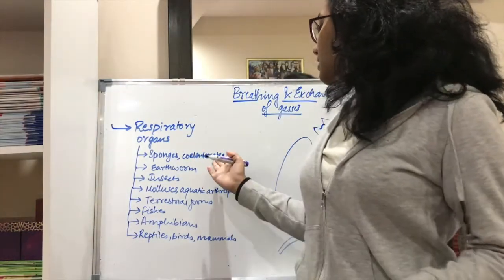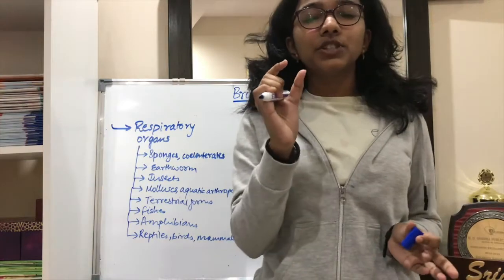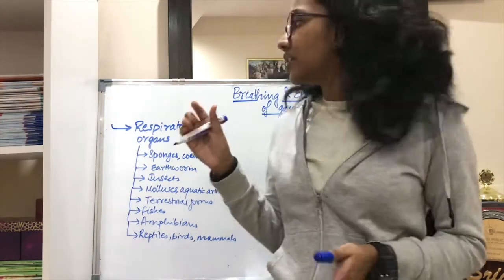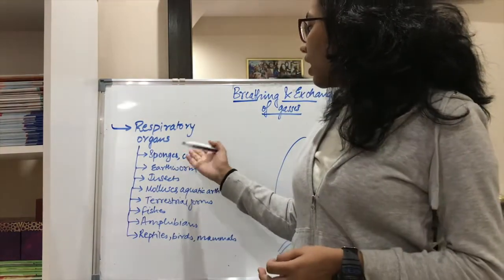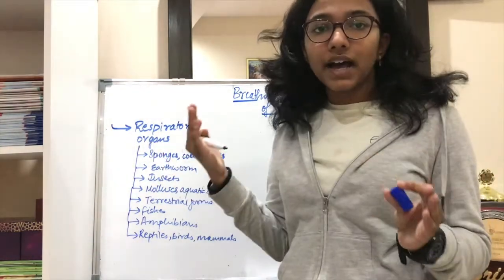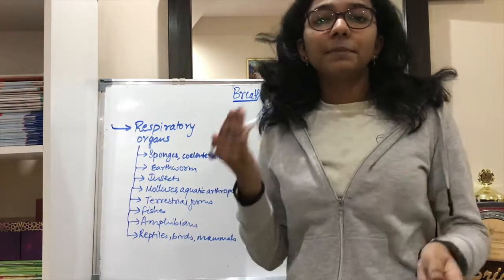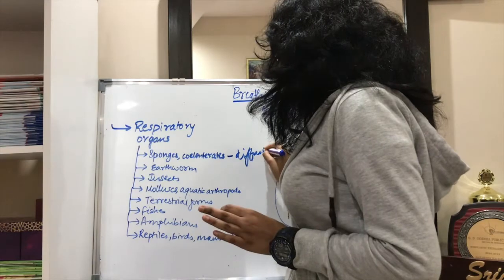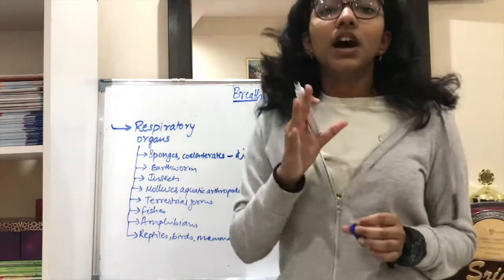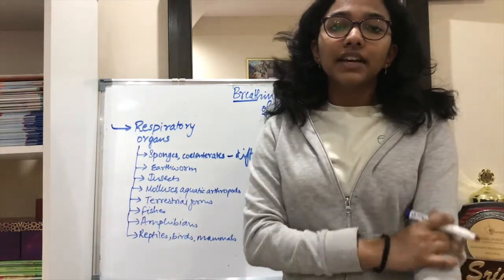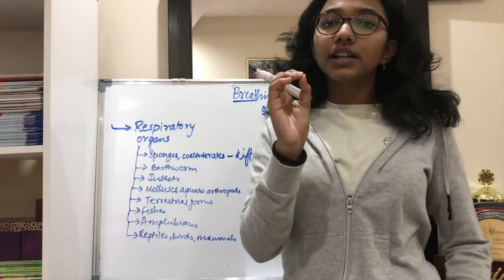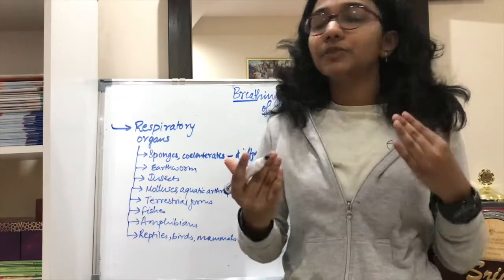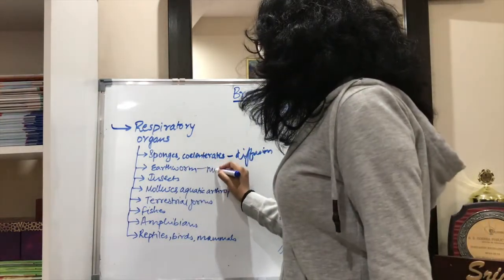Sponges and coelenterates are the most basic animals. That is, they have cellular and tissue level of organization. So they just exchange gases by their skin surface by the process of simple diffusion. Followed by earthworms. Their skin is covered by a thin cuticle, and this cuticle is moist in nature. So its moist cuticle helps it in exchanging gases.